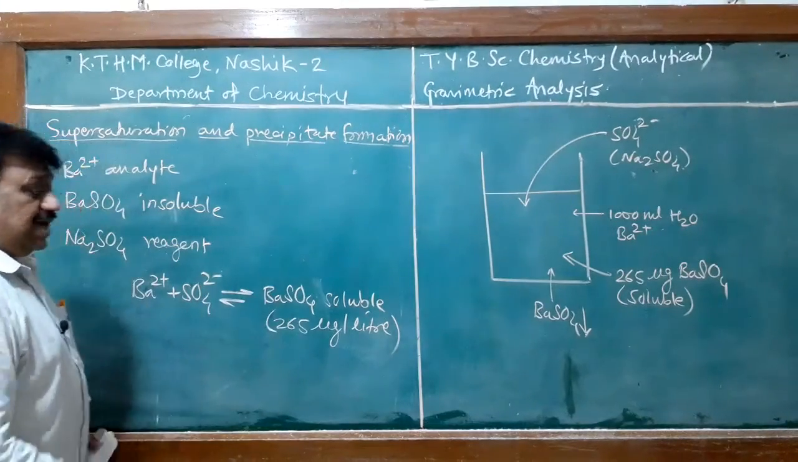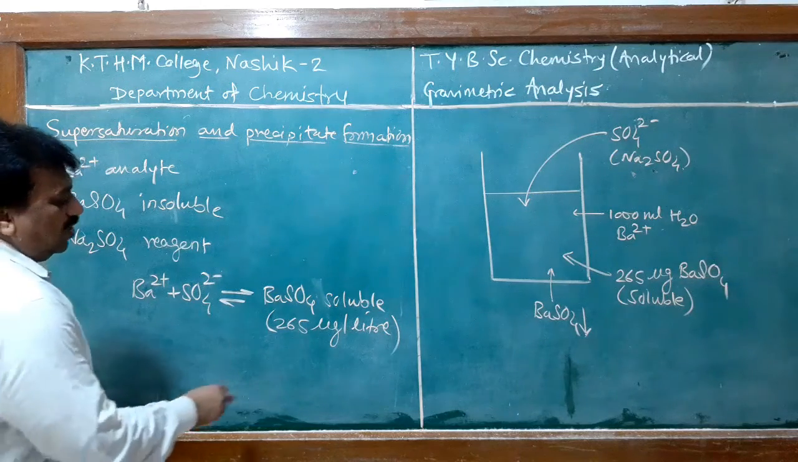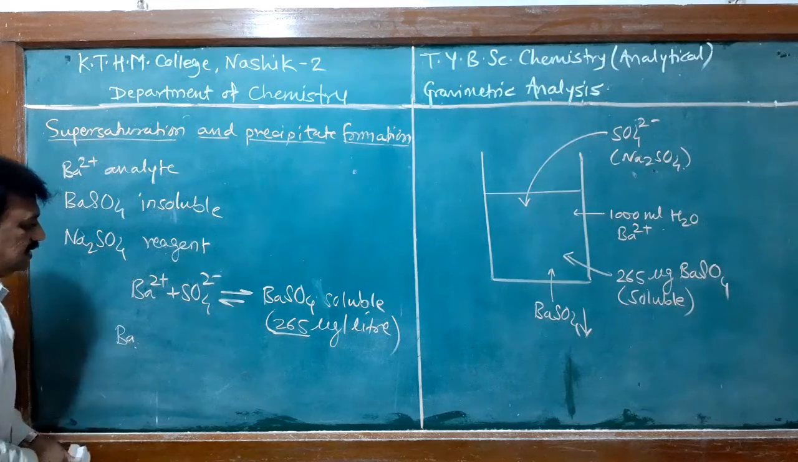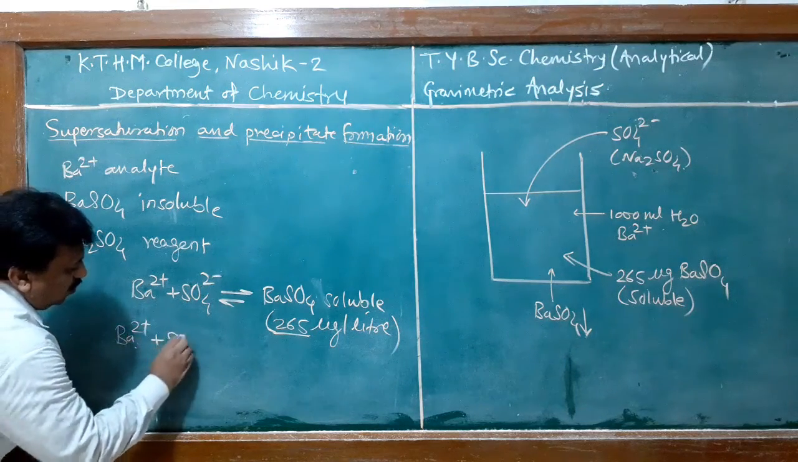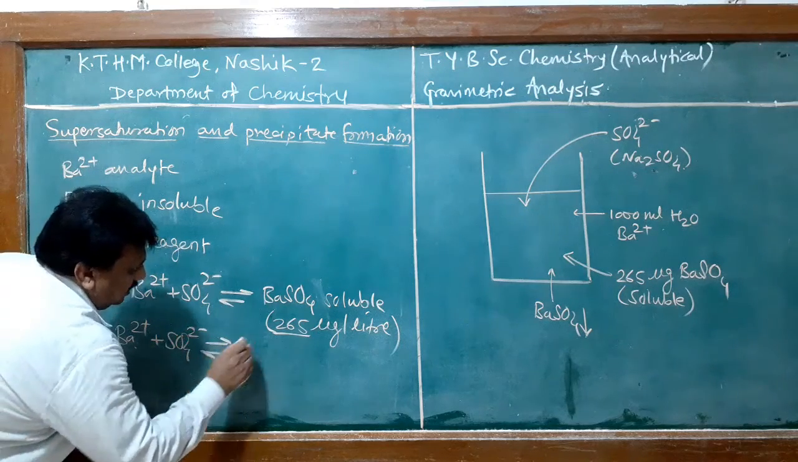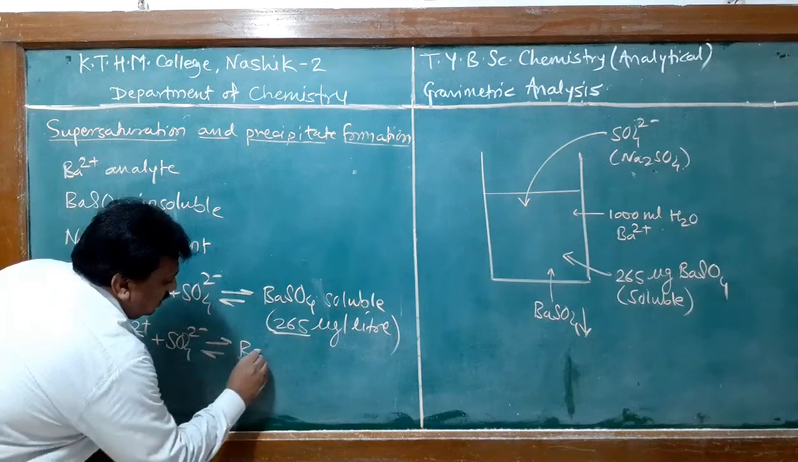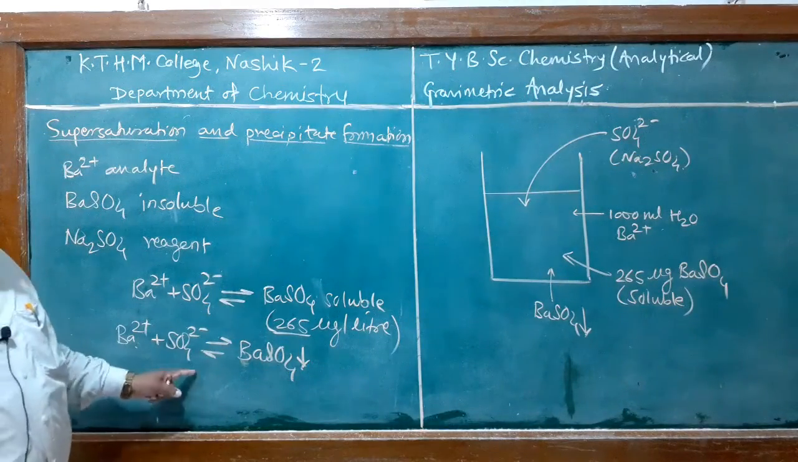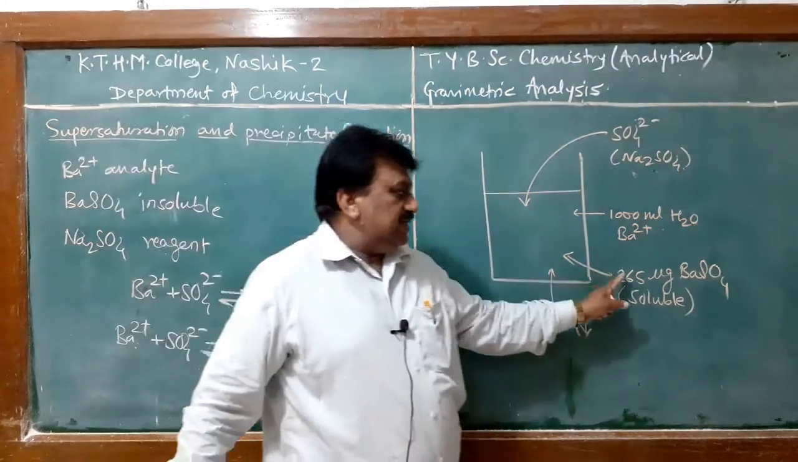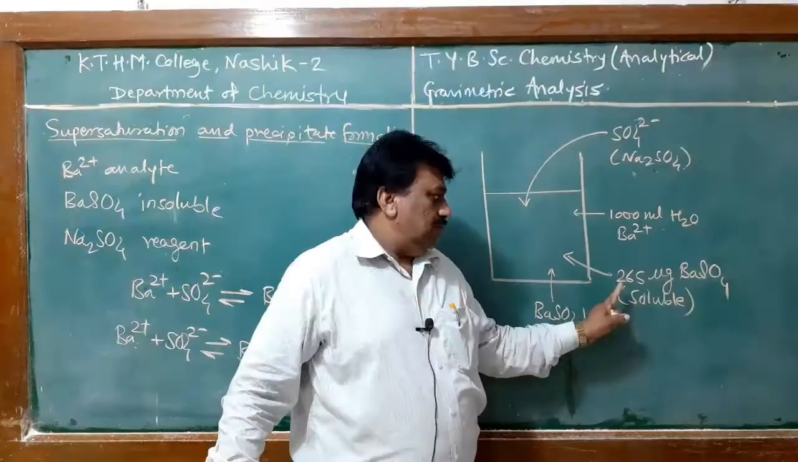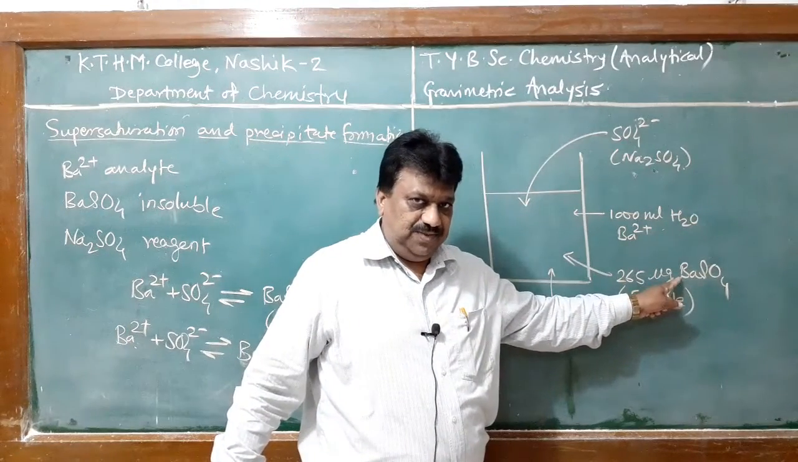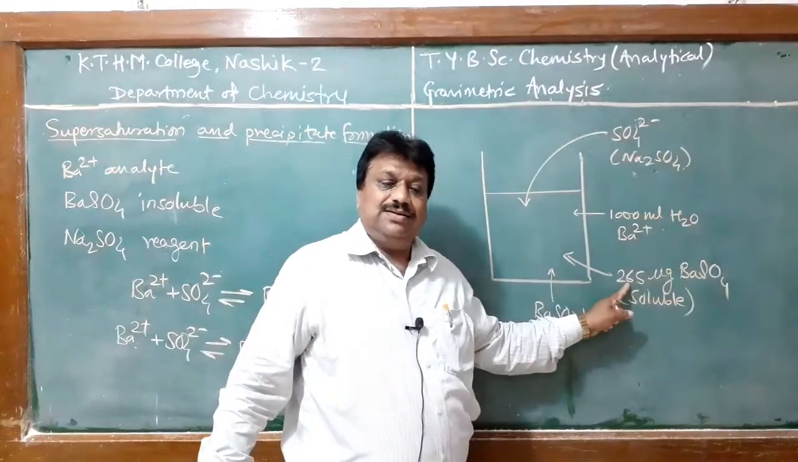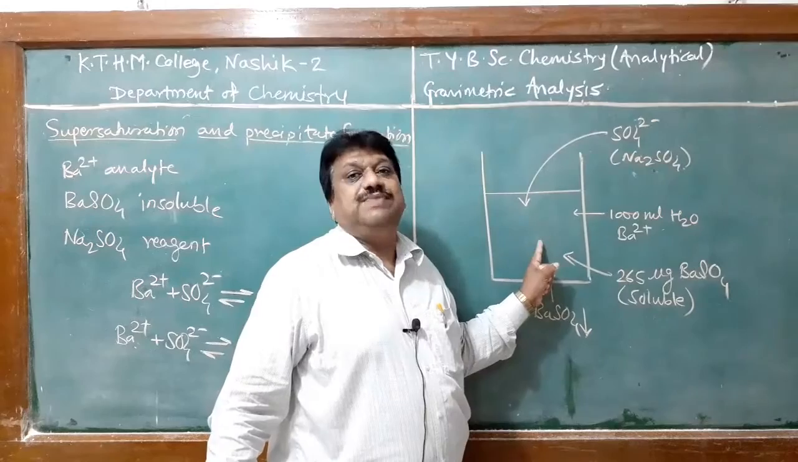But when the amount is 265 or more than this, that is Ba2+ and SO4 2-, and when this quantity is greater than this BaSO4, then it becomes insoluble. That means here, in 1 liter, this much barium sulfate is soluble, 265 micrograms. But when more barium sulfate is formed than this, the dissolving capacity of this solution is vanished.